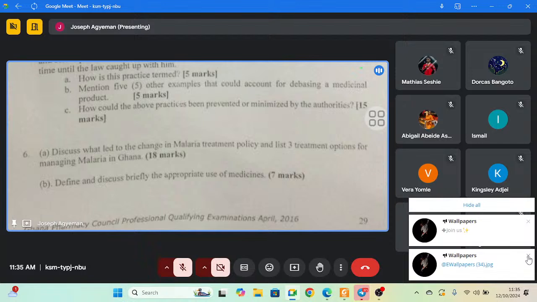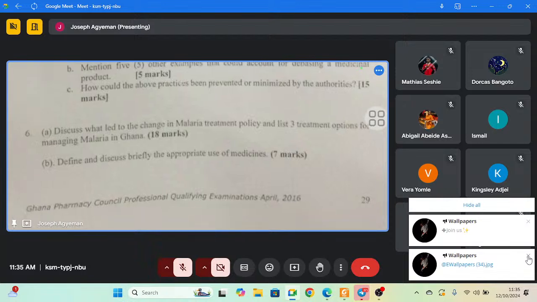All right. So, class captain, the B, you are to define and discuss briefly the appropriate use of medicines. Instead of rational, we decided to use appropriate use of medicines. So it's the same thing. You go to the B.